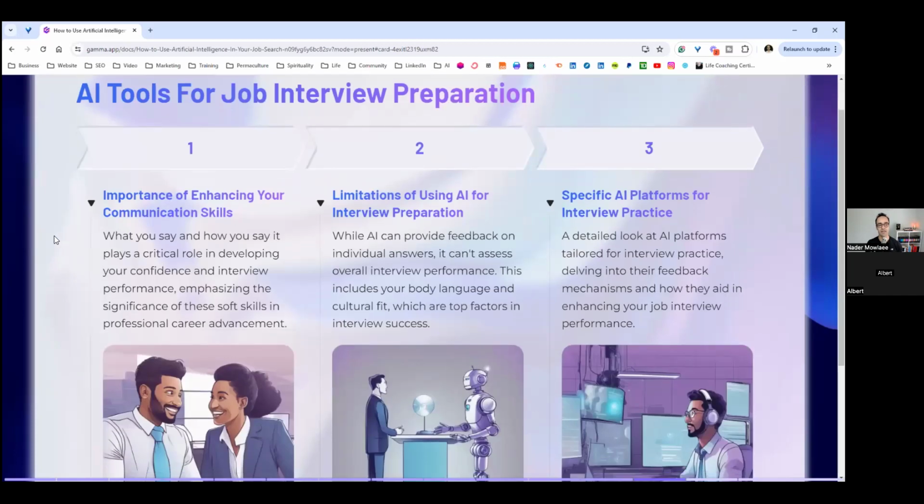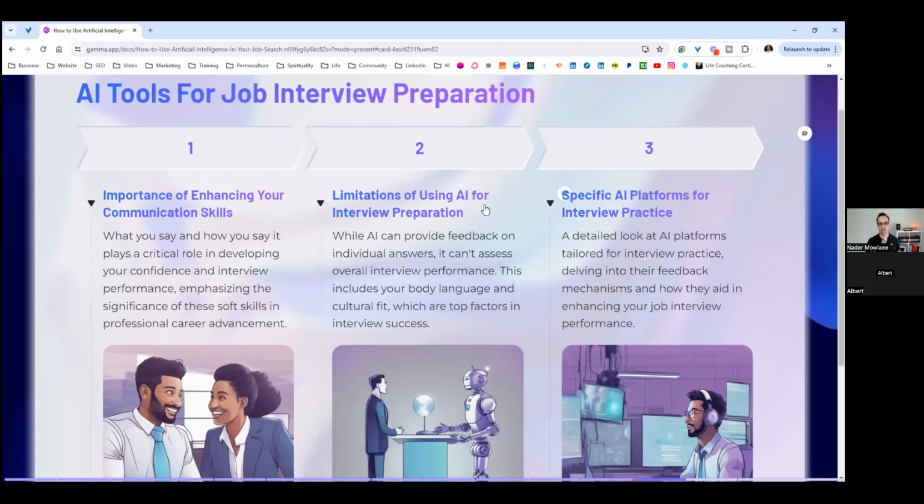The importance of enhancing your communication skills. We talked about this in the past, earlier today: the 7-38-55 rule of communication. We figured out that what you say and how you say it plays a critical role in developing your confidence and interview performance. And obviously, what you look like when you say it. What you say, how you say it, and what you look like when you say it. Do you sound confident? Do you sound iffy? Do you sound insecure? Do you sound clear? That I want you to keep in mind.